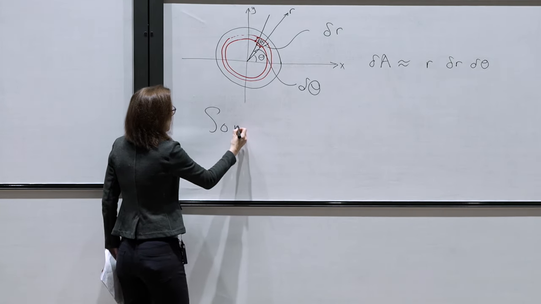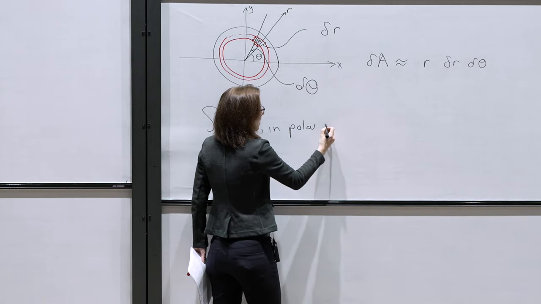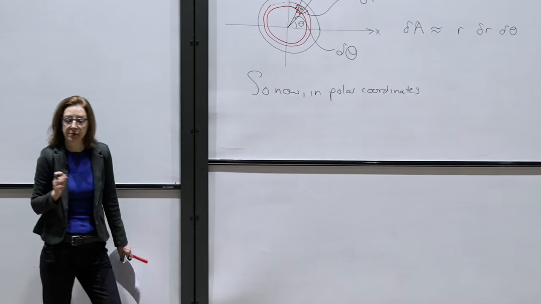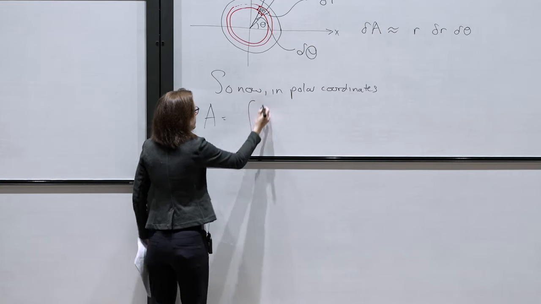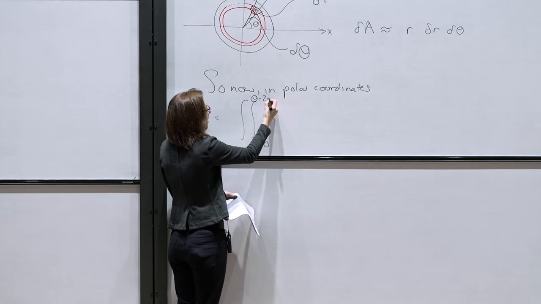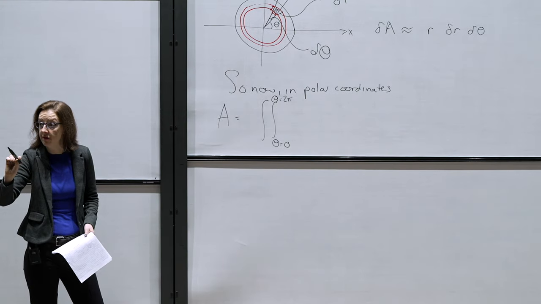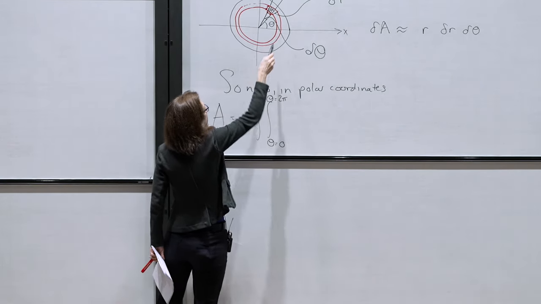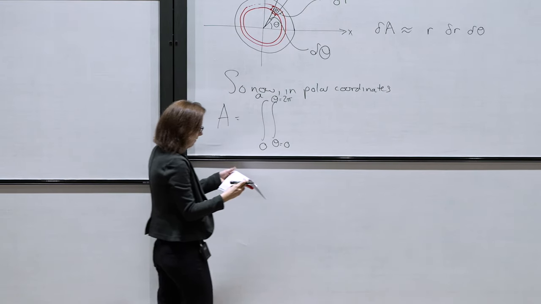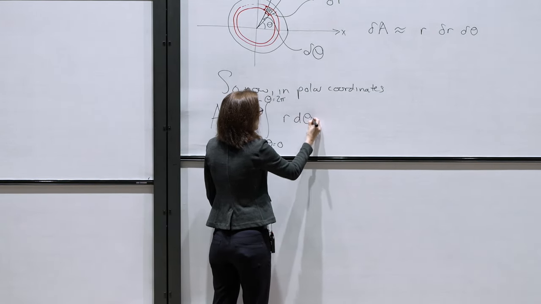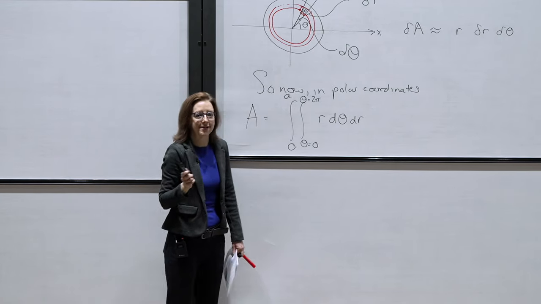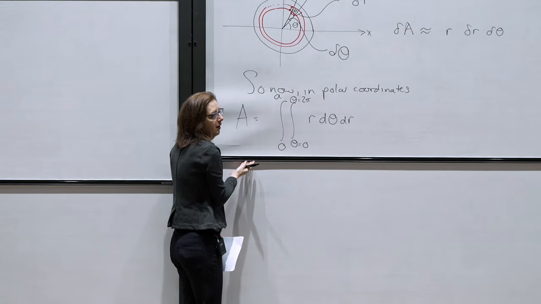So now, in polar coordinates, I can sum up all those area elements. And so thinking as we did yesterday as a limiting process, I can say that the area is the integral from theta equals 0 to theta equals 2 pi, because I need to go all the way around and take all values of theta. So I start at theta equals 0 and go all the way around and come back to 2 pi. And the radius goes between 0 and a. And the area elements that I'm summing up are r d theta dr. You'll have seen this last term when you did transformations between Cartesians and polar coordinates. This is simply the Jacobian that we're picking up here.